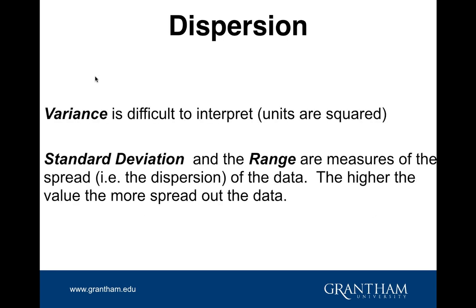Now, when it comes to interpretation, the variance is difficult to interpret. We don't really use it to interpret data. We use it to perform further calculations on the data set. What we use to interpret are the standard deviation and the range. They're both measures of spread or dispersion of the data, how spread out the data is, and it talks about how variable the data set is, or how much variation there is among the data.